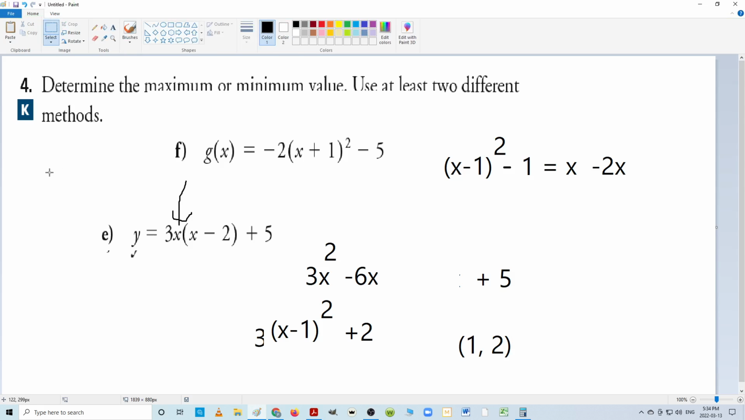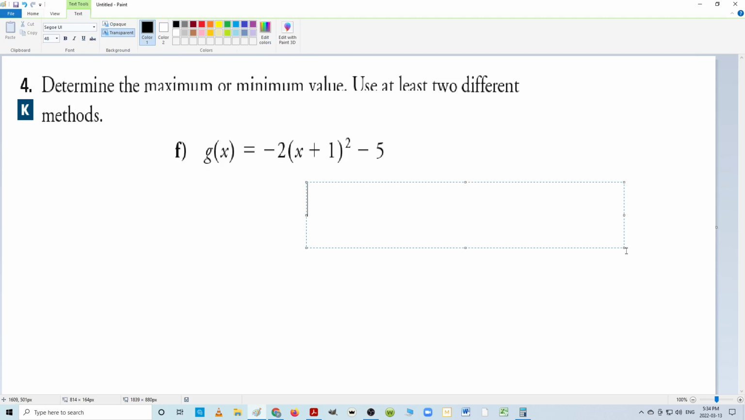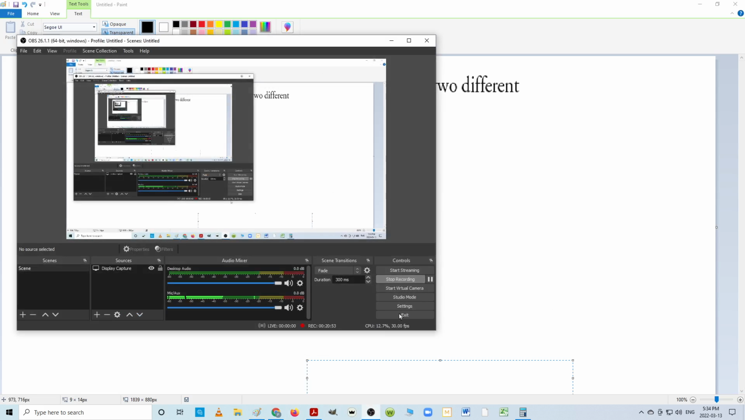And finally, this last one is already in vertex format. It's the only one that is. It's facing downwards with that minus coefficient. And there's the vertex, and it's a max. Alright, I'll talk more in a bit.